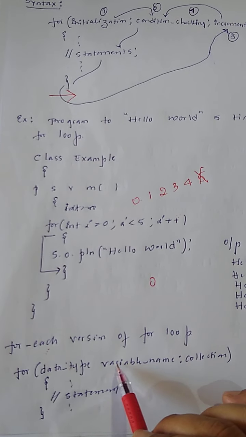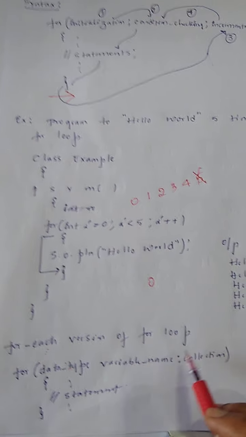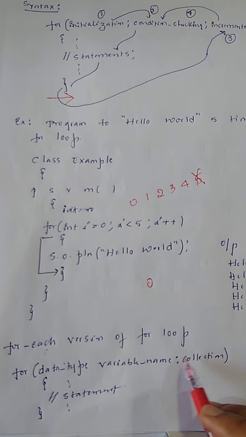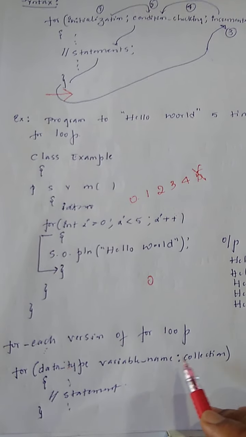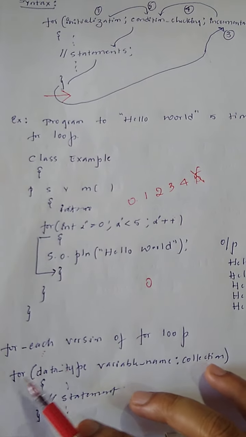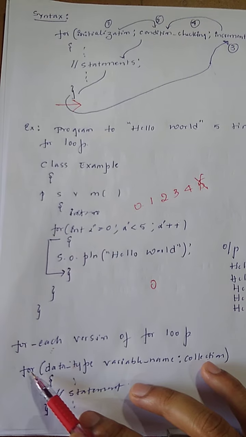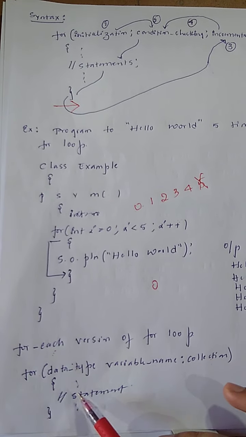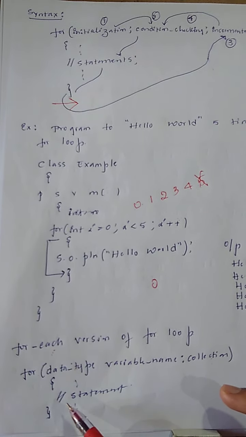Whatever data type I write for the variable, that should be the same as that of the collection. So: data type, variable name, colon, collection, then the body of the for each. Even though we use the term for each, we use the same keyword for. The body will have one or more statements.